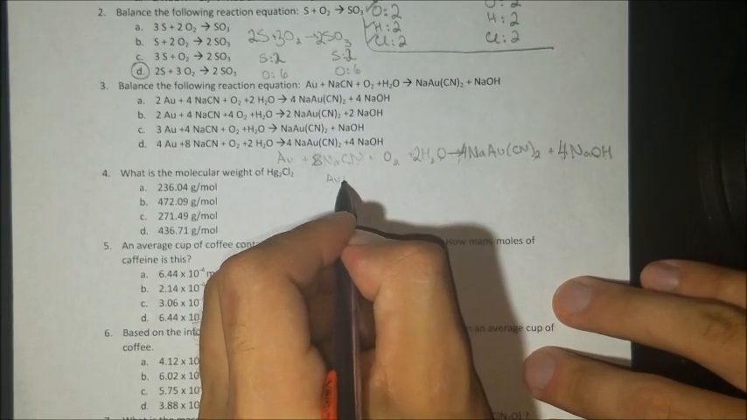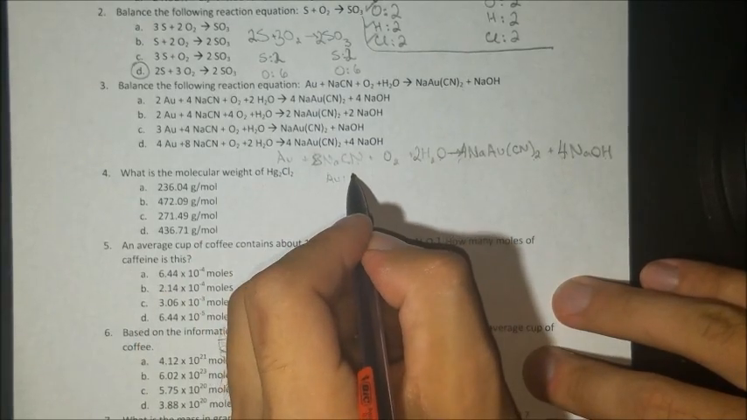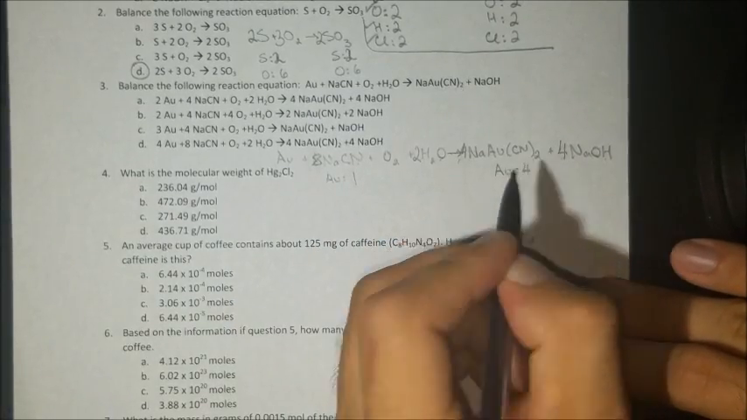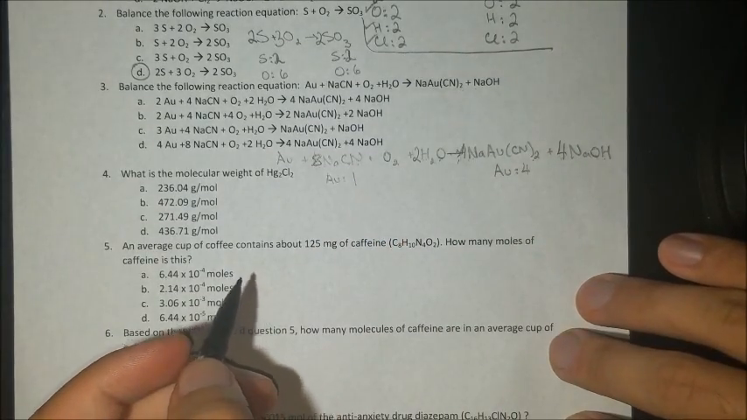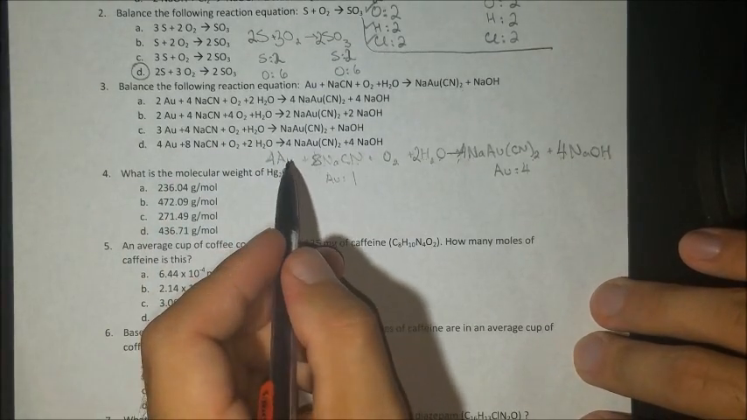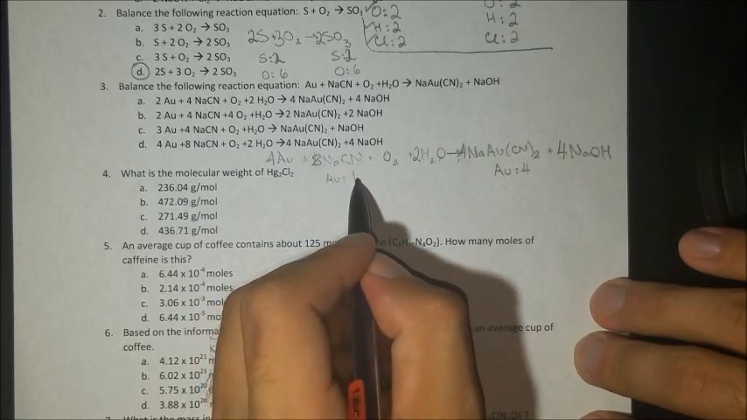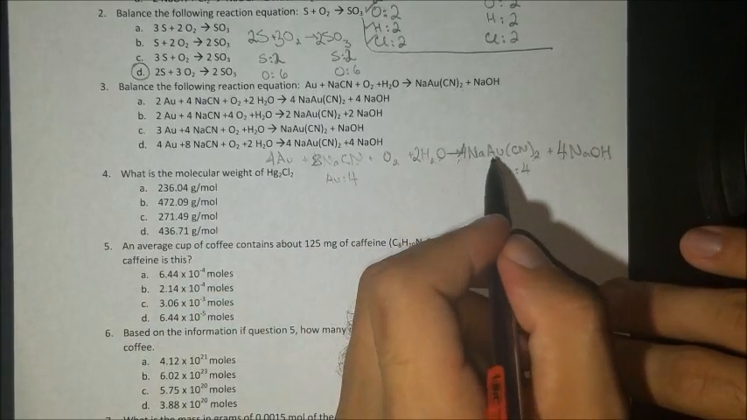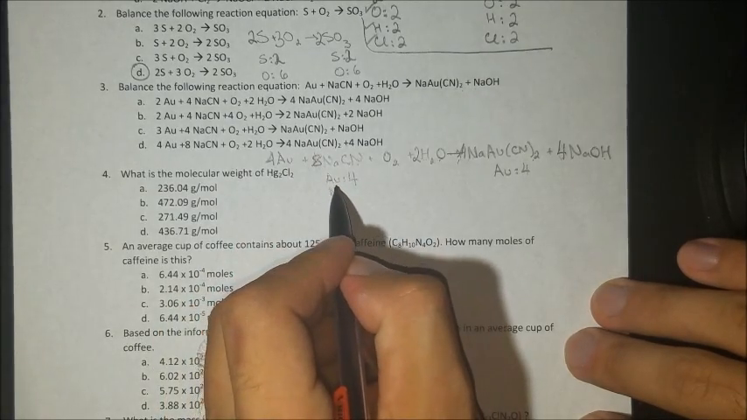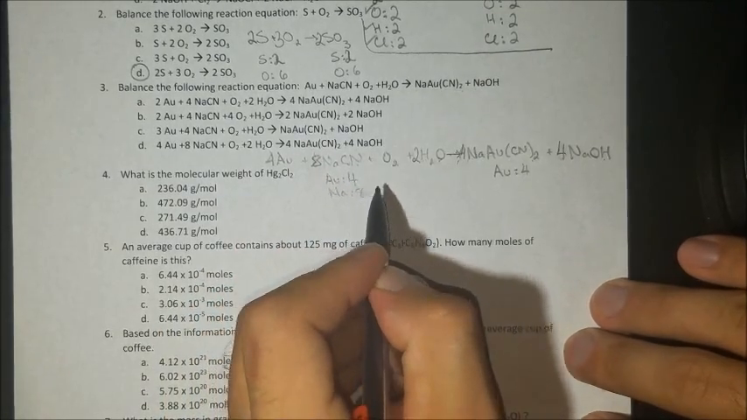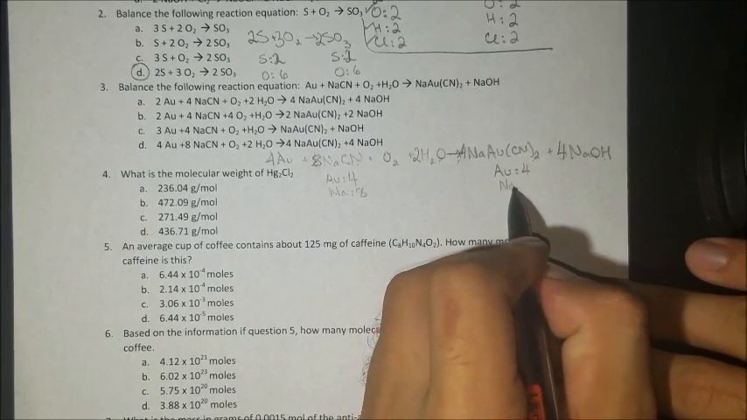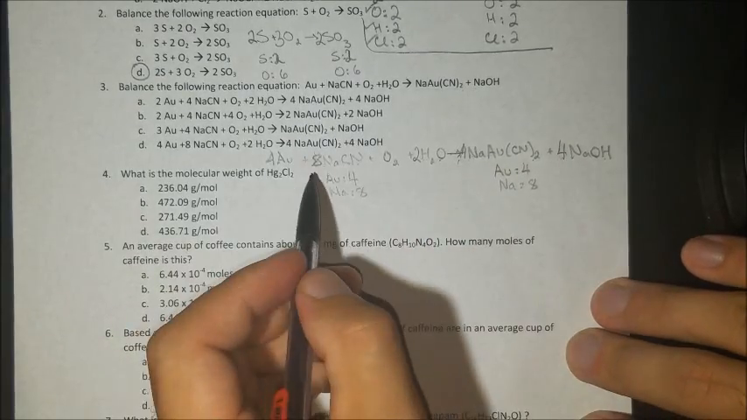Let's take a look at my golds. I'll show you here what I noticed. I've got 1 gold here, and I've got 4 golds there. So what I need to do is just put a 4 here in front of the gold, and that means that now I've got 4 gold atoms on the left side and 4 gold atoms on the right side. And sodiums, we've got 8 of those, 4 here and 4 there. So I've got 8 of those here.